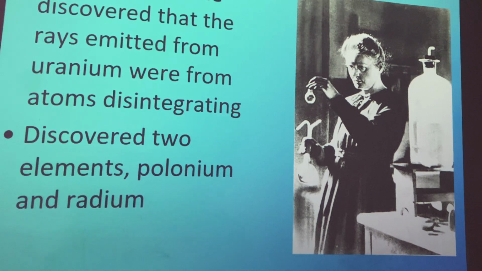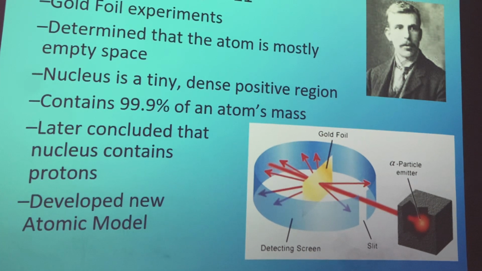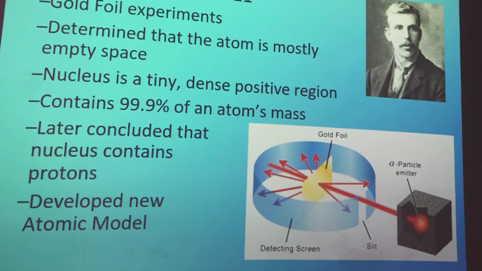All right, so because of her experimentation, it allowed this guy to do his experiments. So this guy, his name is Mr. Ernest Rutherford. He did something called the gold foil experiment.